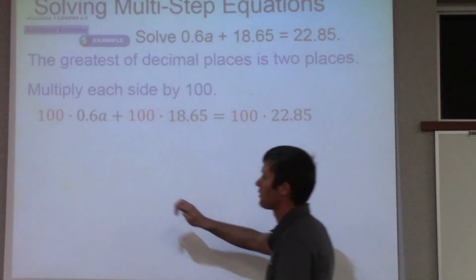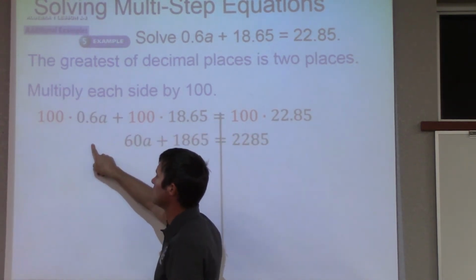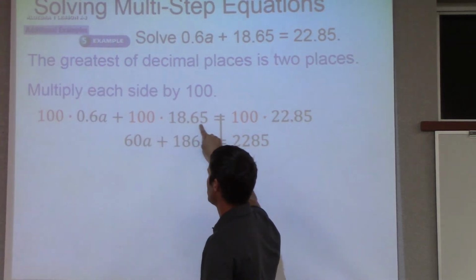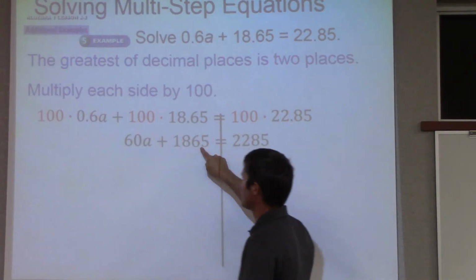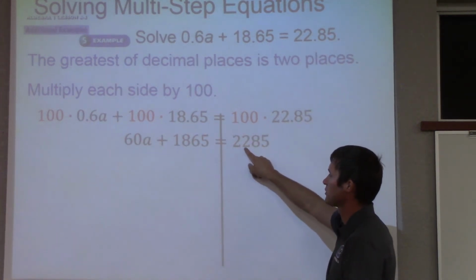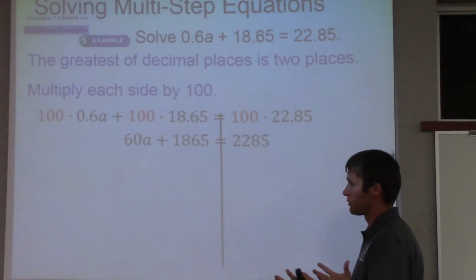So we go over and move this one over 2 spots. 1, 2. So we move it over 1, 2, which gives us 60. Move this one over 1, 2, which gives us 1,865. Move this one over 1, 2, which gives us 2,285. And now we have it, whole terms.